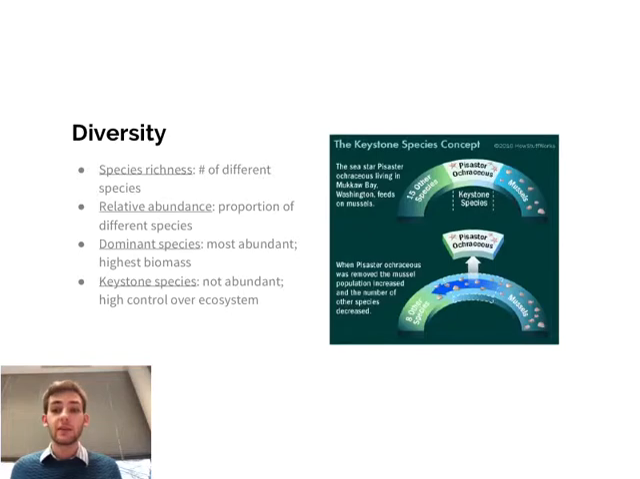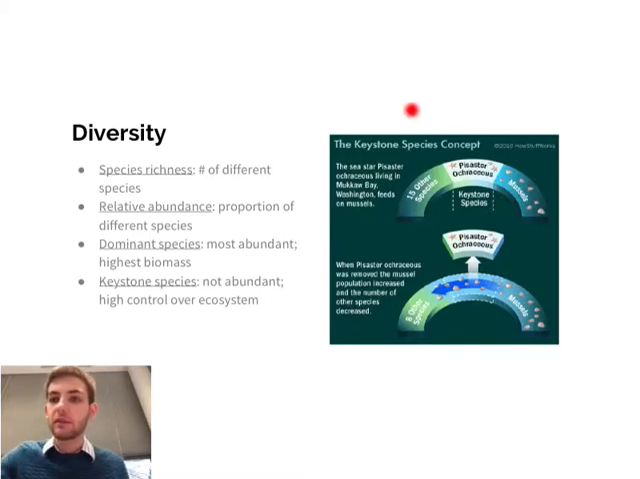And then you also have a keystone species. The keystone species is not the most abundant. However, it exerts a really high control over that ecosystem. If you were to remove a keystone species from an ecosystem, there would be major effects on organisms that eat it, so its predators, and what it preys on. So keystone species exert a major control over an ecosystem.